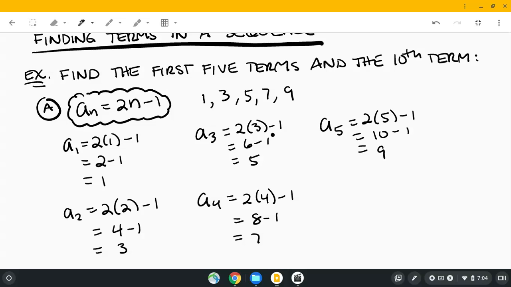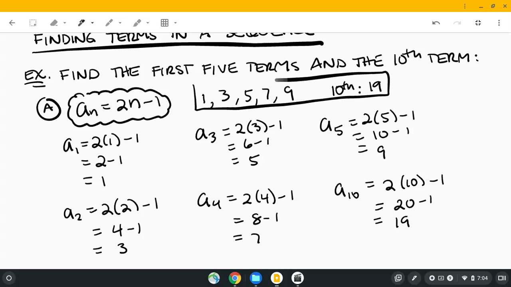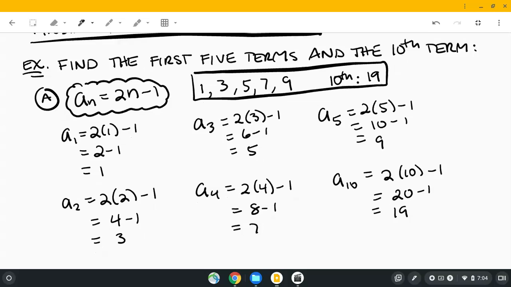Then it also says to find the 10th term. I don't have to go in order. I could go out of order and skip all the way to 10. All I have to do is use this nth term formula here to find the 10th term. And so we see here that we get 19. So our 10th term is 19, while the first 5 are 1, 3, 5, 7, 9.